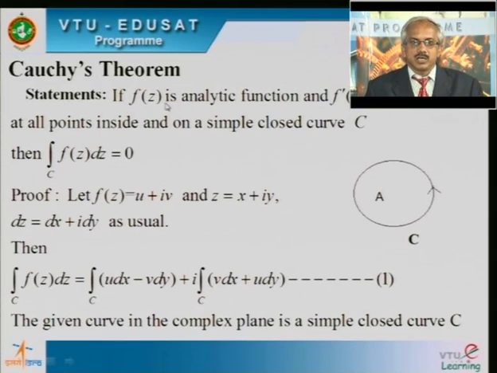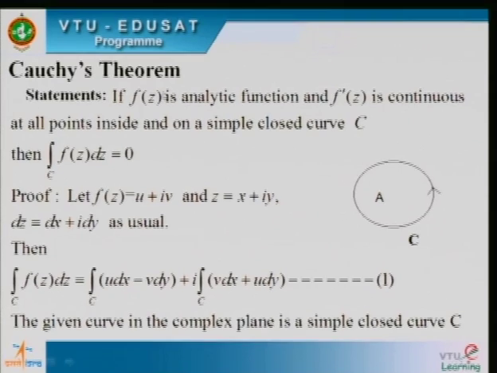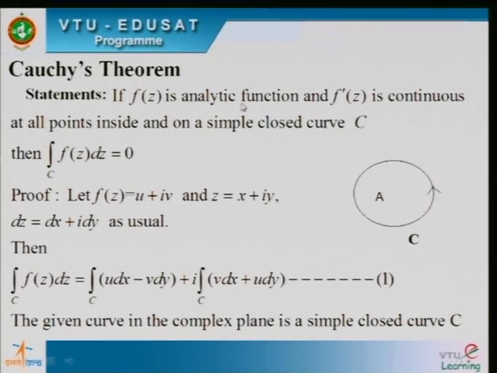So let me recall the definition of an analytic function. F of z is analytic means, we know that a complex function f of z is differentiable at any point in the complex plane, then it must be differentiable in the entire neighborhood of that point. Then only we can say that f of z is analytic. If there is at least one point in the neighborhood at which it is not differentiable, then the function f of z is not analytic. In that situation, either differentiability does not exist, or differentiability exists but it is not an analytic function.